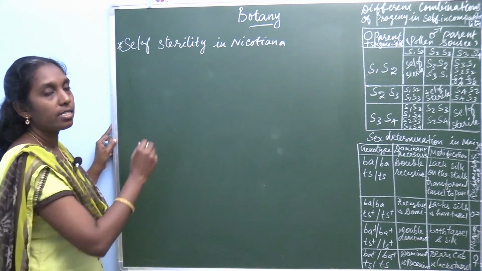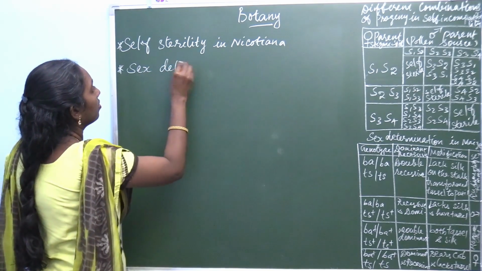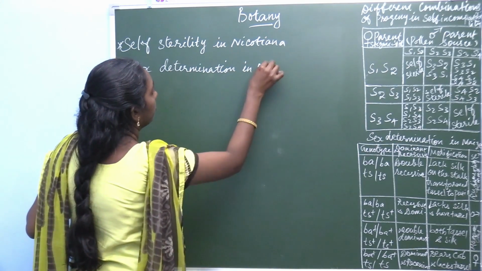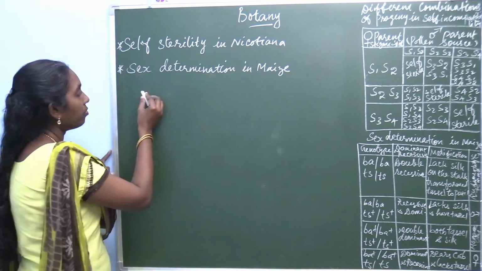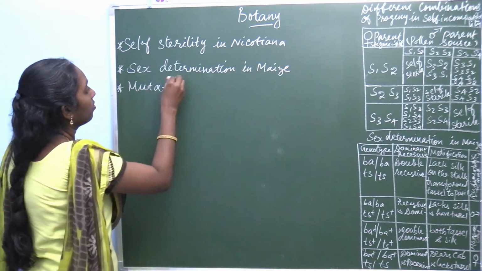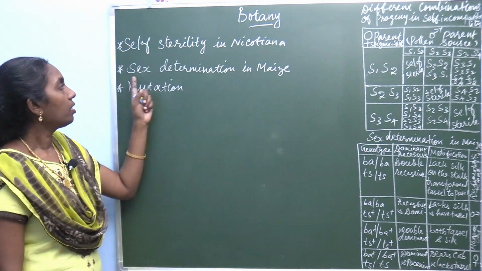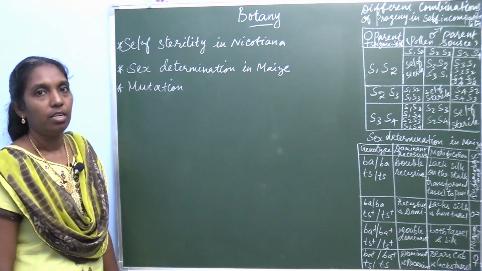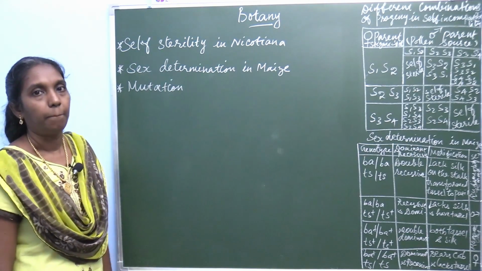Second topic, sex determination in maize, and mutation. These are the learning objectives: self-sterility in Nicotiana, sex determination in maize, and mutation. Start from self-sterility in Nicotiana.